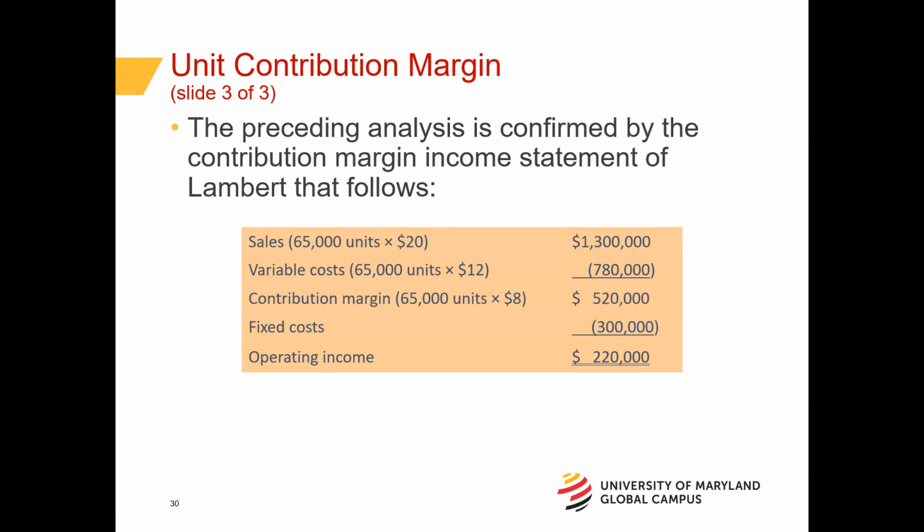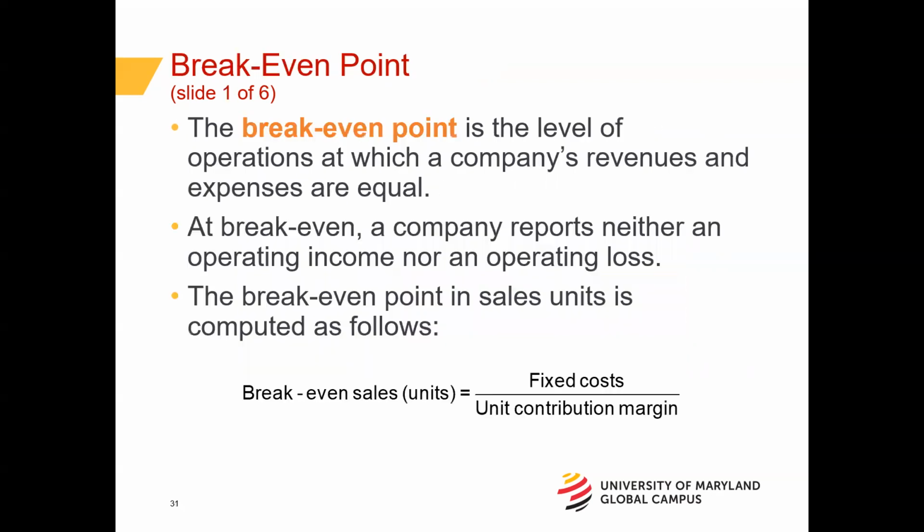So let's break it down. Sales, 1.3 million. How do we get there? We sold 65,000 units at $20 per unit sales price. Minus variable cost, 780,000, number of units sold times variable cost. Sales minus variable cost equals contribution margin of 520,000. Minus fixed costs, 300,000, equals operating income of 220,000. Yay! That's very good. These are companies doing well.